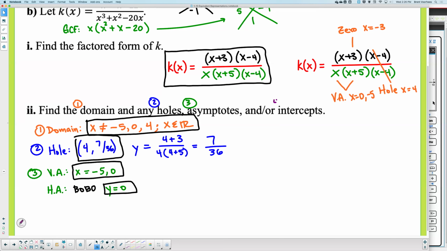Finally, we made it to the end. Intercepts. Do we have any x-intercepts, same thing as a 0? Yeah, when x equals -3, that's right. At x equals -3, we have one.